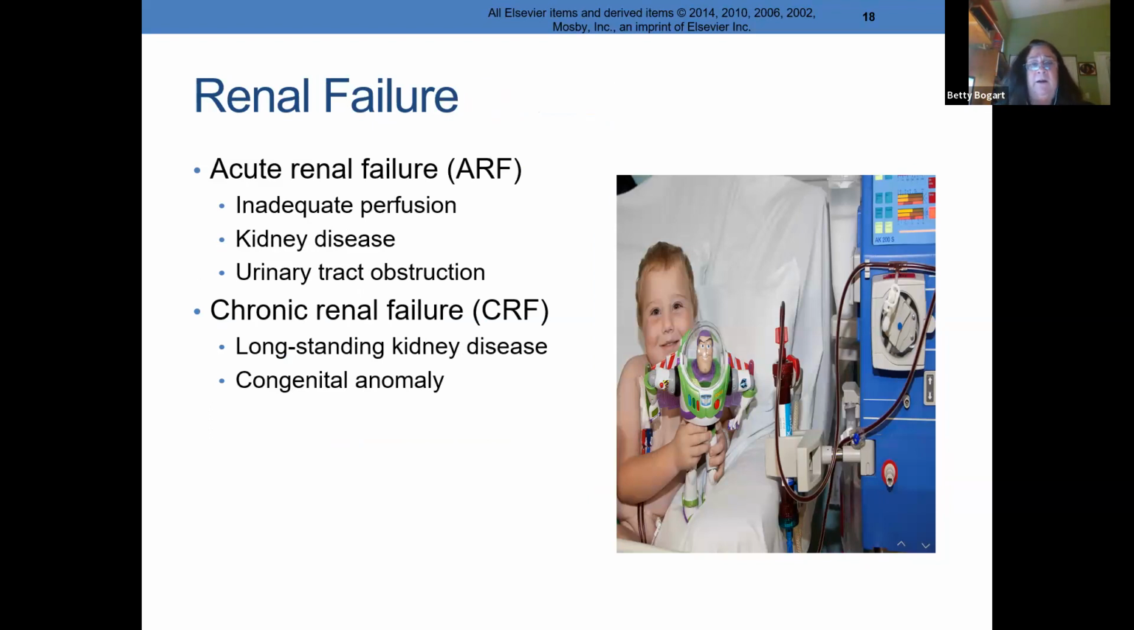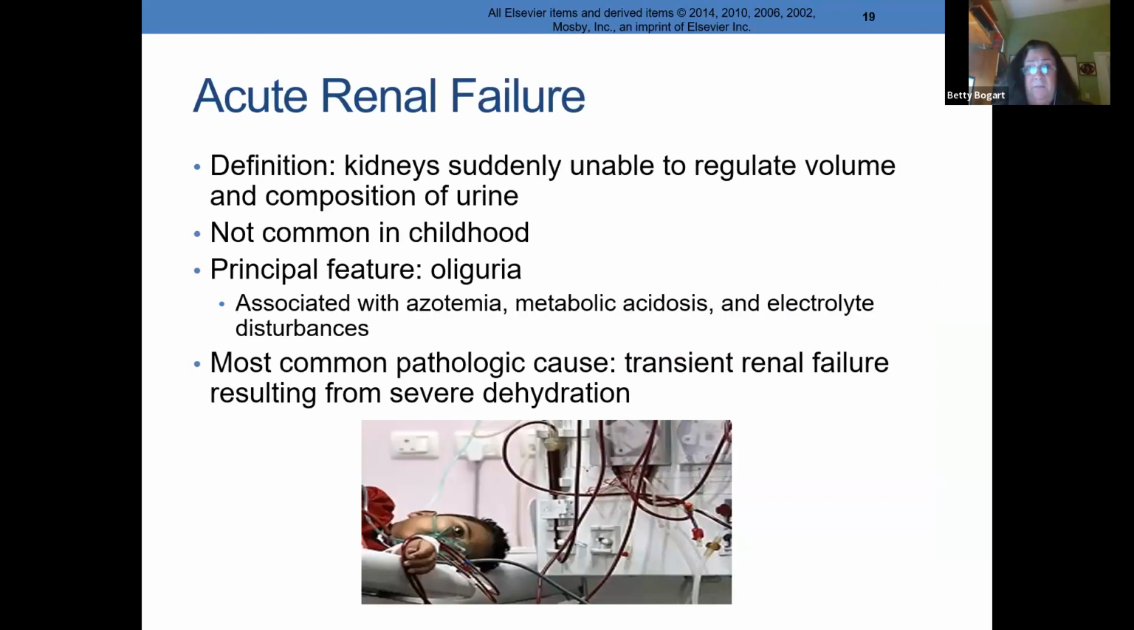Now, renal failure is either acute or it could be chronic. Acute is usually due to some sort of disease, could be chronic urinary tract infections, or it could be one of those reflux or an obstruction that's going on. And chronic is usually they're having long-standing disease or it's congenital.